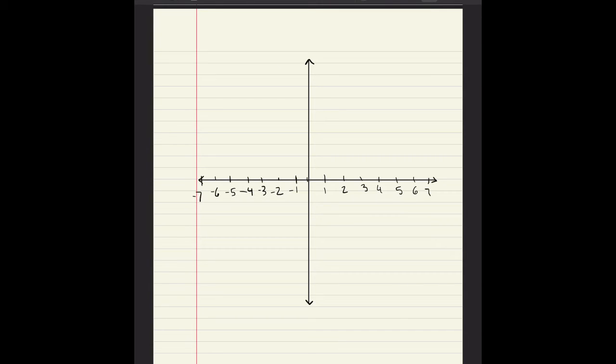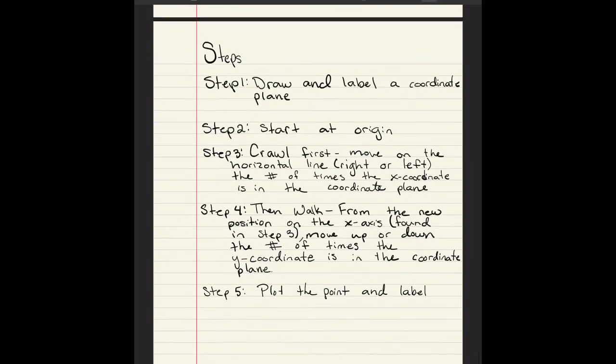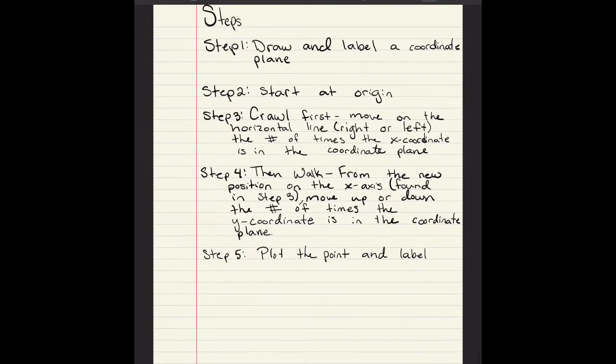Even if it means I have to go over a little bit. And then it's always easier on the y-axis because we have the lines of the paper to conveniently give us perfect spaces. All right. So I have done step 1. I've drawn and labeled a coordinate plane. Now step 2 is to start at the origin.